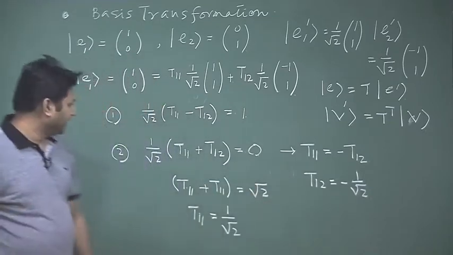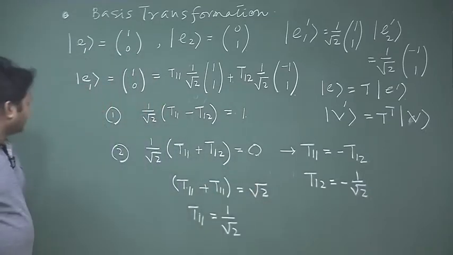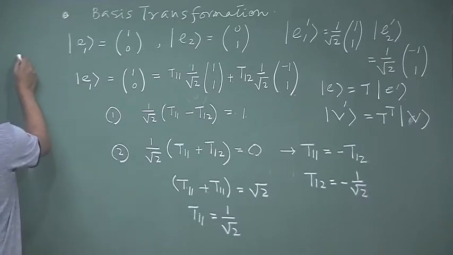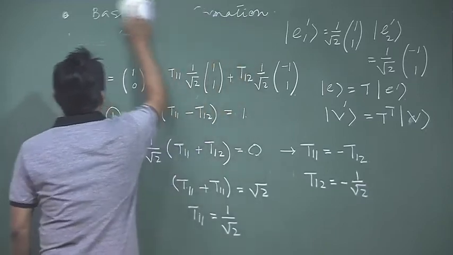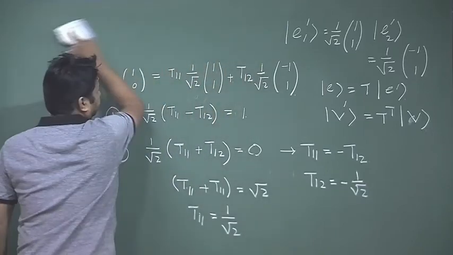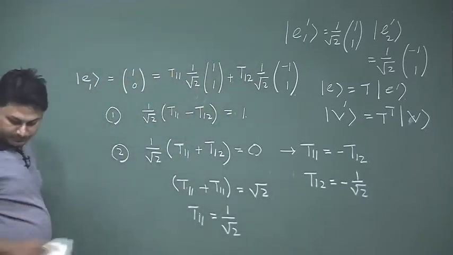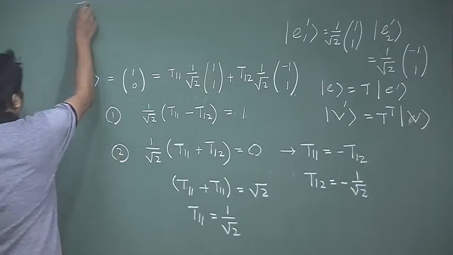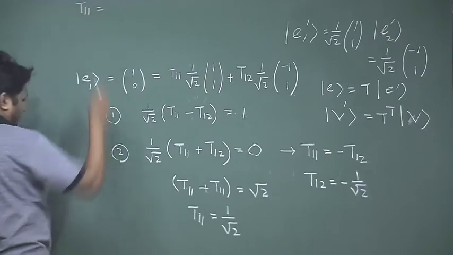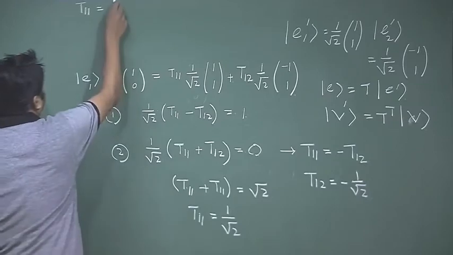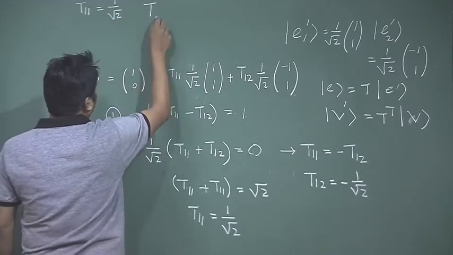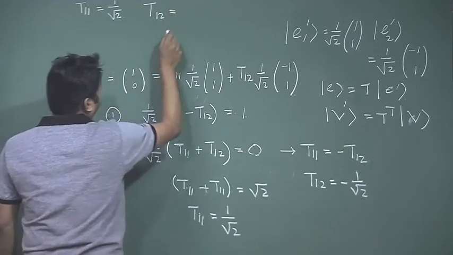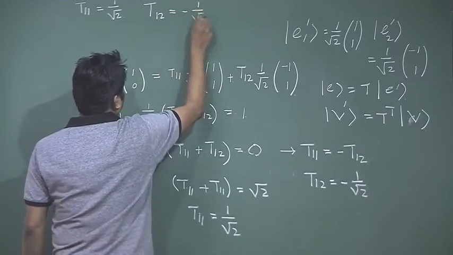So, I should write somewhere here because I need to use that. So, let me write it here. Let me erase this. T11 I find as 1 by root over of 2 and T12 I find minus of 1 by root over of 2.